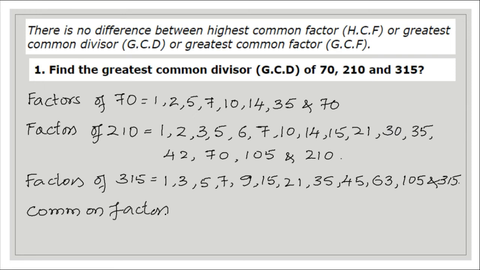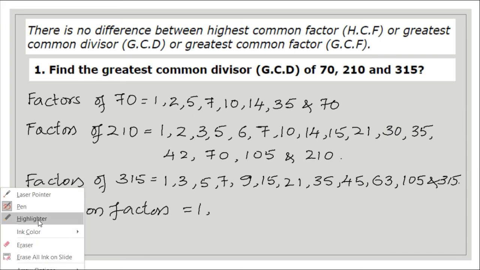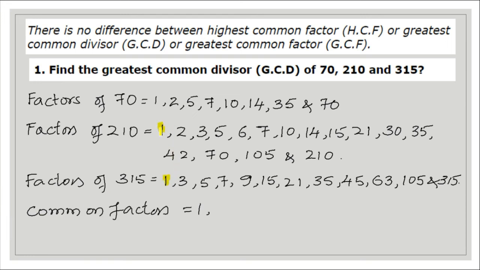So the common factors are 1, let me highlight that. 1 is present in all the 3. Do we have 2 present in all the 3? No. 3? No. 5 is present in all the 3. Then observe 7 is present in all the 3. Further you move on, 35 is present in all the 3. So the common factors are 1, 5, 7 and 35.